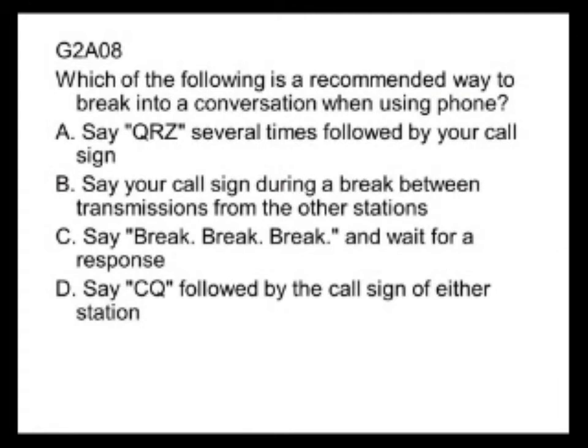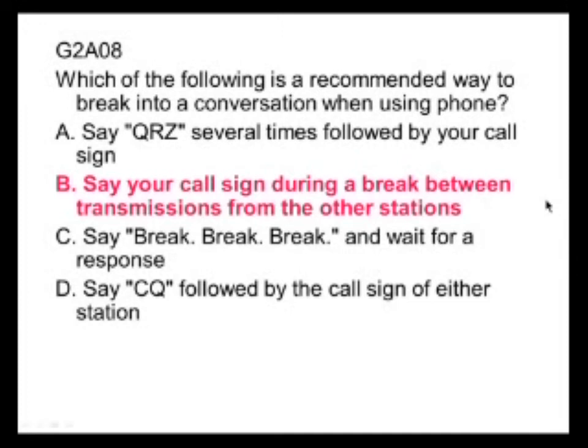Which of the following is a recommended way to break into a conversation when using phone? Now, if you have the sheet of cue signals, go ahead and grab that, because we're going to have some cue signals here for a few questions. The best way to break into an existing conversation when you're using phone is to say your call sign during a break between transmissions between other stations. Hopefully they'll take a breath and give you a chance to get in there. A lot of times when they're sitting there talking to each other, you don't have much of a chance.